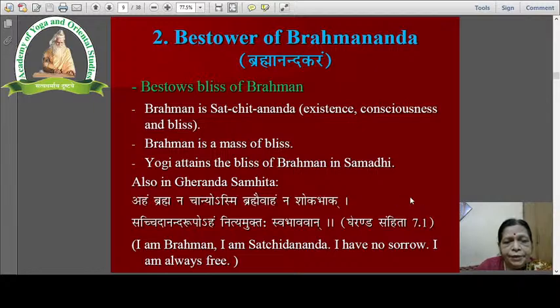Now, Samadhi is the bestower of Brahmananda, Brahmananda karam. It bestows the bliss of Brahman. Brahman is Sat Chit Ananda. Sat means existence, Chit means consciousness, and Ananda means bliss or happiness. Brahman is a mass of consciousness, existence and bliss. The yogi attains the bliss of Brahman in Samadhi.